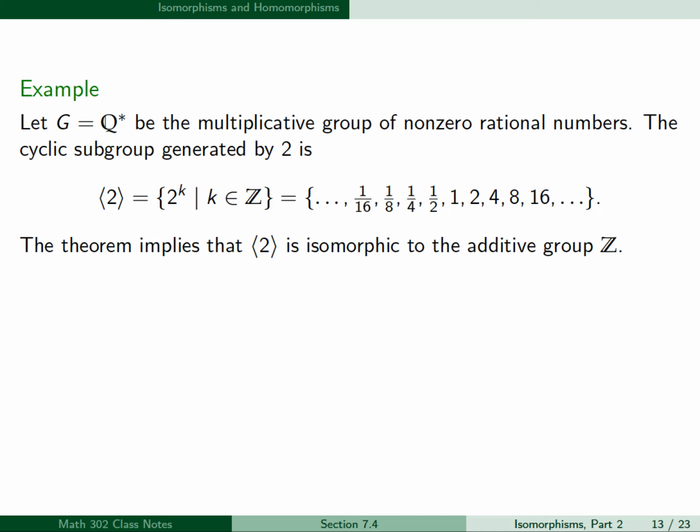Now the theorem implies that since this is an infinite cyclic group, the cyclic subgroup generated by 2 is isomorphic to the additive group Z.